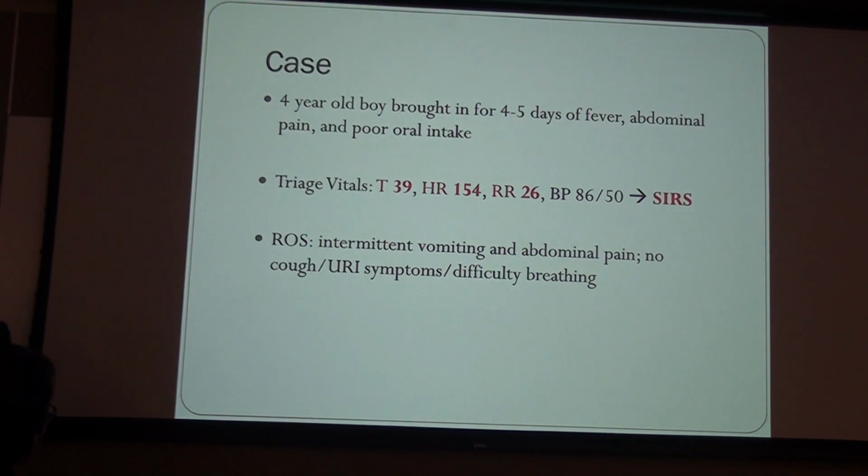All right, so back to the case again. This child has had intermittent vomiting and abdominal pain, no cough, URI symptoms, or difficulty breathing. So maybe by raise of hands, is this child septic? Do we think this child has sepsis? Who thinks they have sepsis? It is a talk about sepsis.